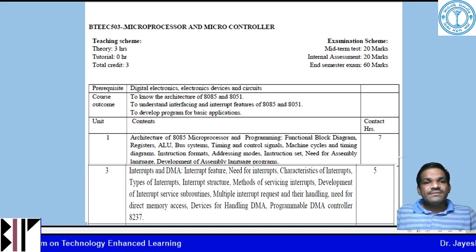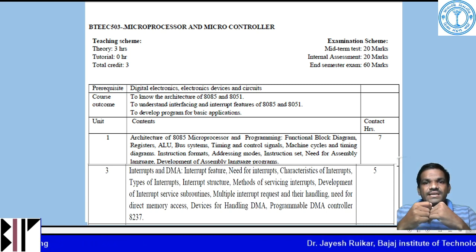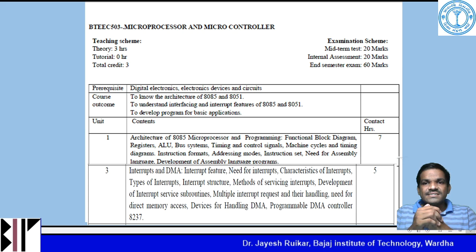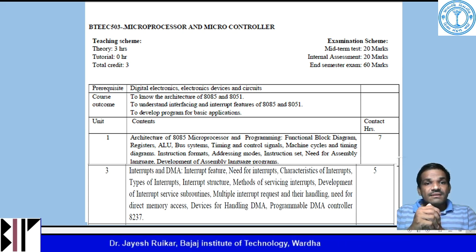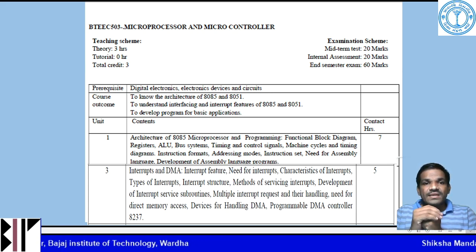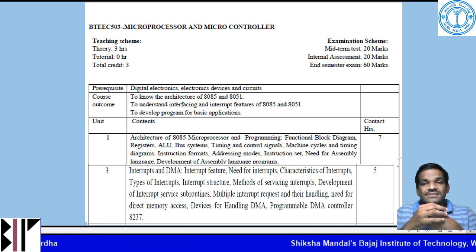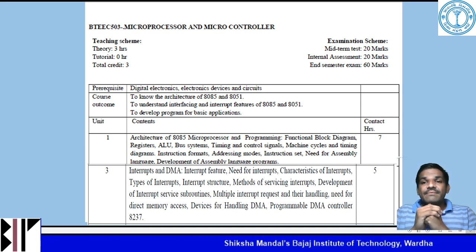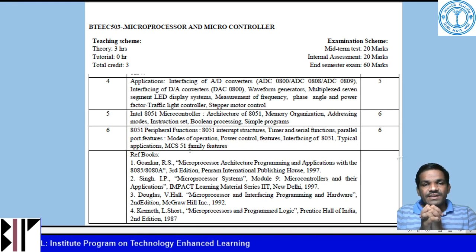In the third unit, we are going to see some interrupts, their characteristics, types, and the structure of interrupts, and then more on ISR, that is interrupt service subroutine. In the latter part of this third unit, we will see a DMA controller, that is the programmable direct memory access controller 8237.